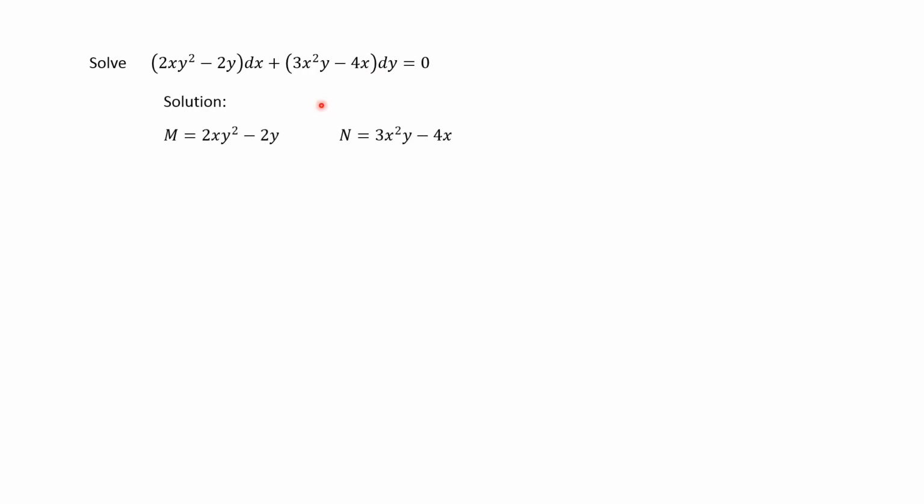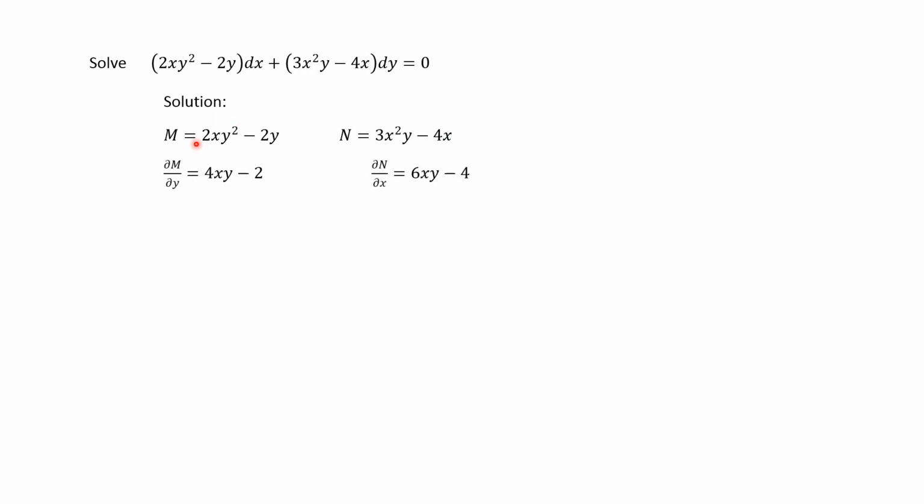Okay, let's have sample 2. 2xy squared minus 2y dx plus 3x squared y minus 4x dy is 0. Again, our m is 2xy squared minus 2y, and our n is 3x squared y minus 4x.